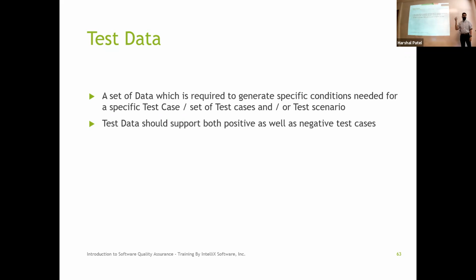And then your test data should allow you both positive and negative test cases. That means it should allow the normal flow, as well as testing what we talked about, the if-then-else scenarios and exception conditions. We talked about division: what if you divide by 0? Well, that's an exception condition. You need to have data that allows you to test those conditions.